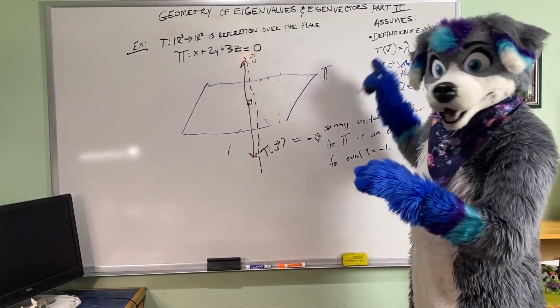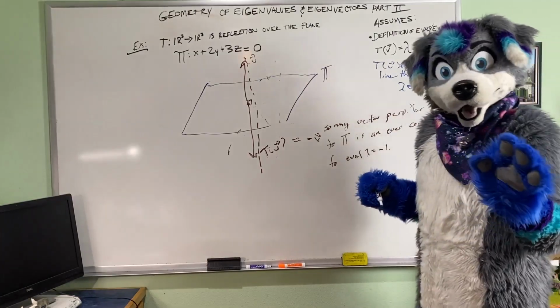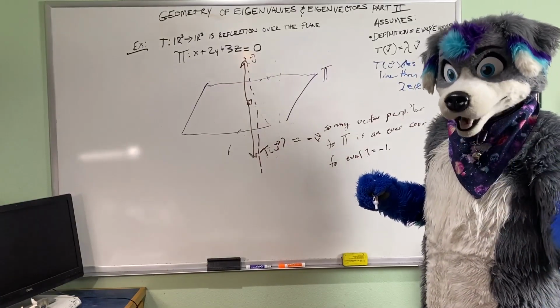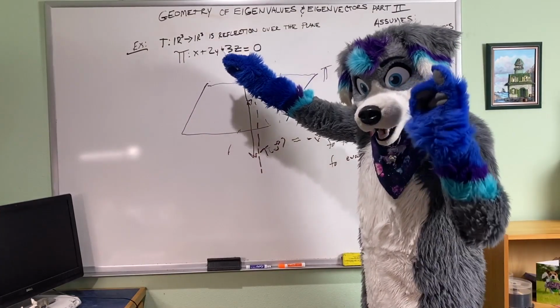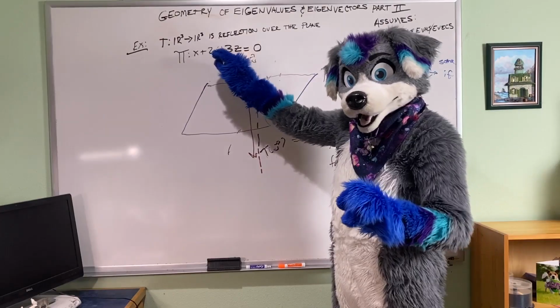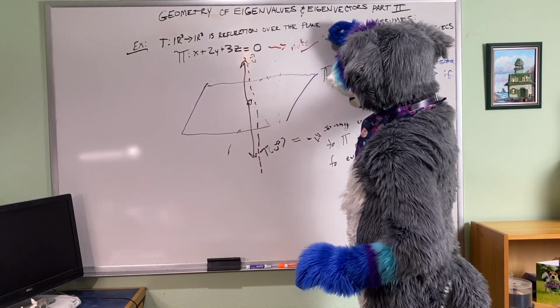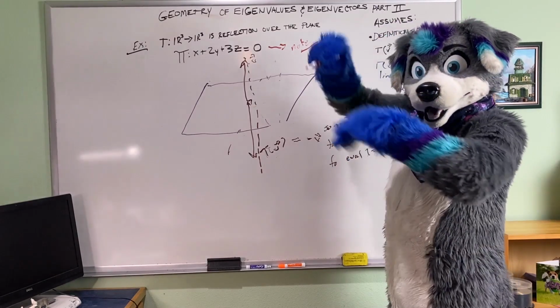Now, you probably learned in vector calculus or multivariable calculus that you can read off a vector that's perpendicular to any plane from the coefficients. Note that the vector, I'm going to write it in column form.